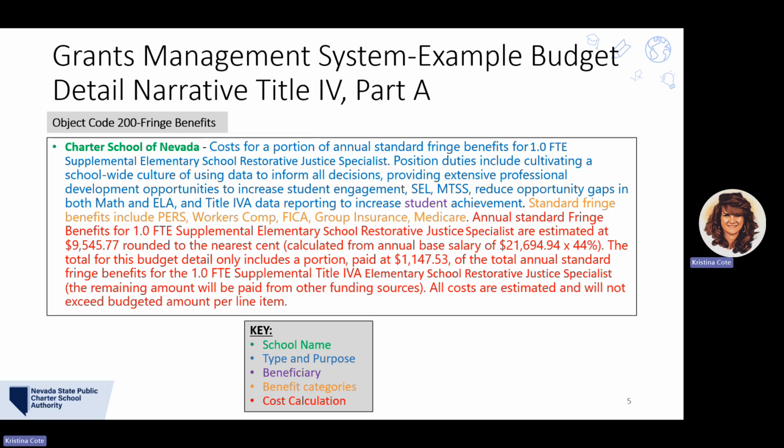So as mentioned in the earlier slide, if you have a salary that's identified for object code 100, it's possible that you might have an object code 200 fringe benefits that would also have to follow our budget detail narrative formula, except this one will also include those orange benefit categories, which are standard fringe benefits, including PERS, workers' comp, FICA, group insurance, Medicare, and so forth.